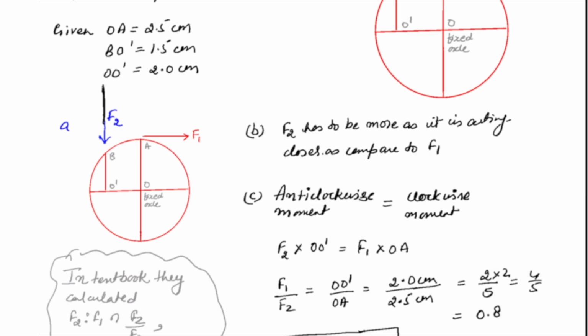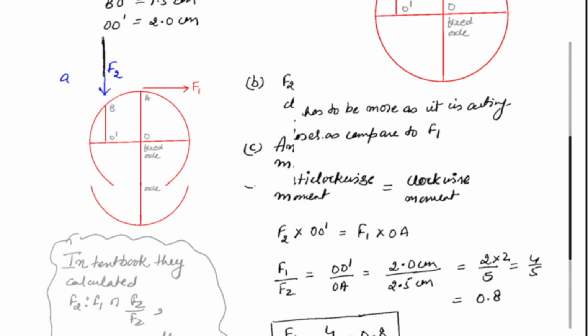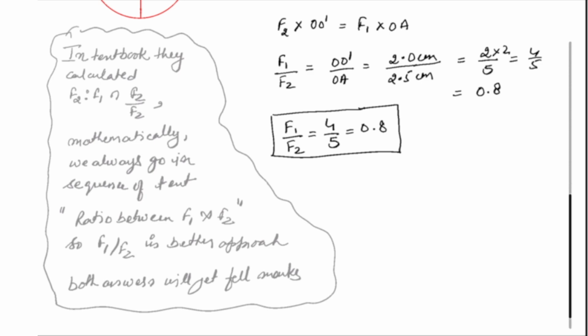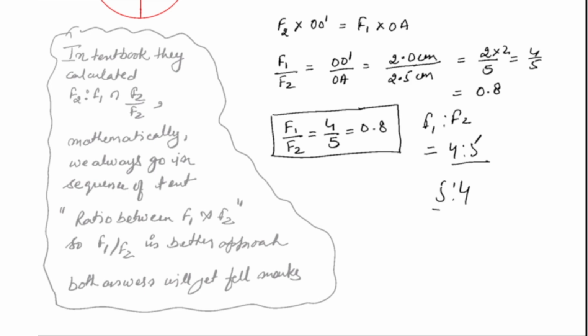Now again here, if you see the answers of Selena book, they have given the ratio differently, and I have taken the answer differently. So the ratio is, what I will say, 4 ratio 5, right? Because ratio of F1 and F2 is asked, but they have given 5 ratio 4. But both answers are correct.